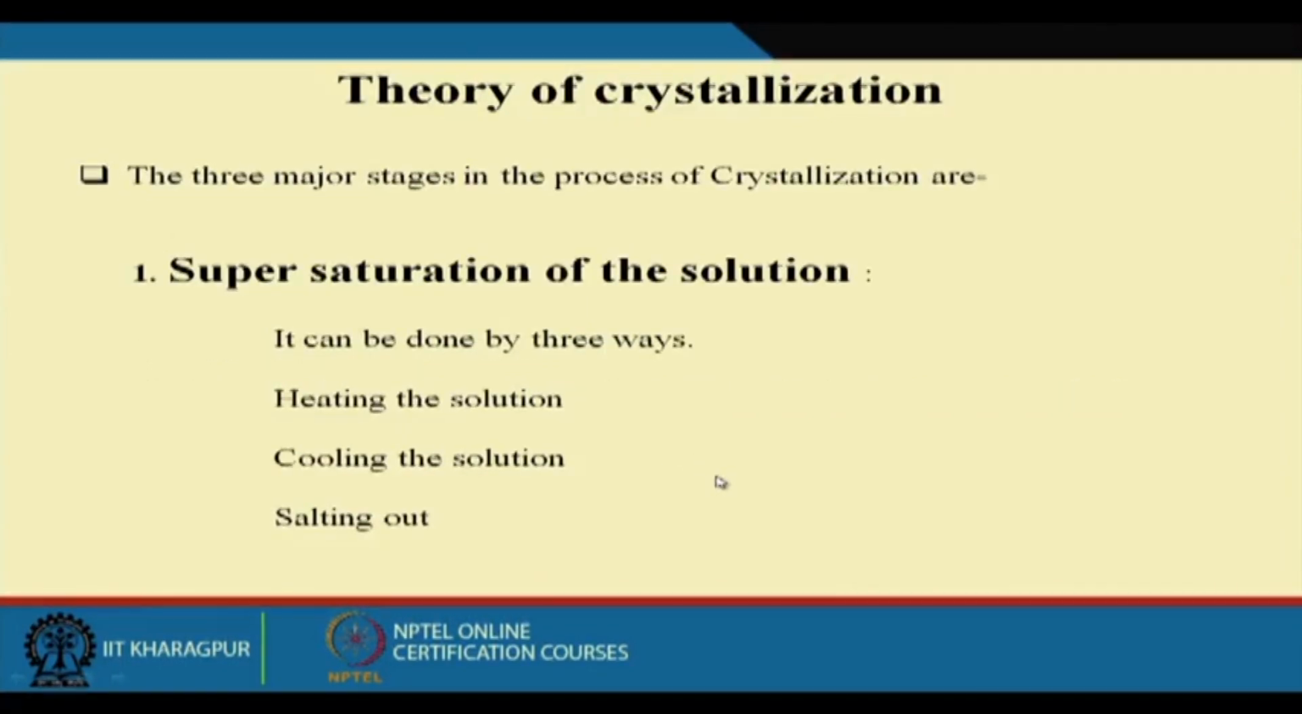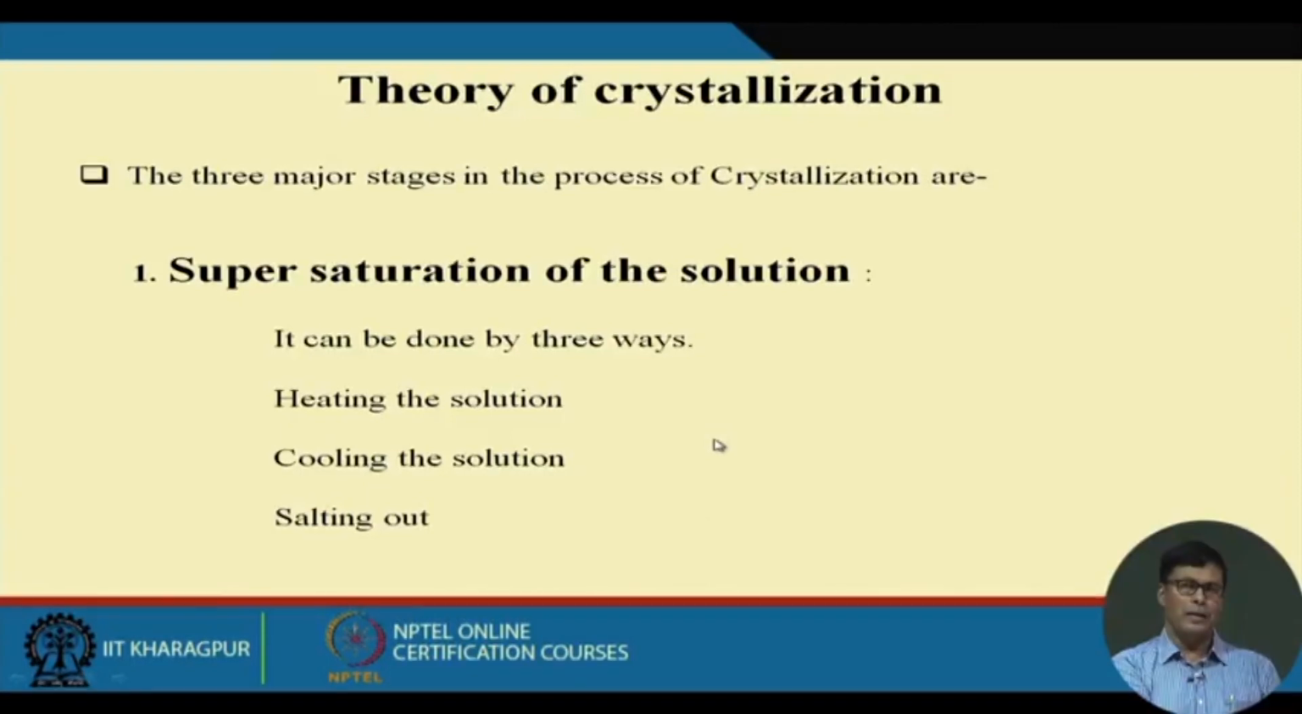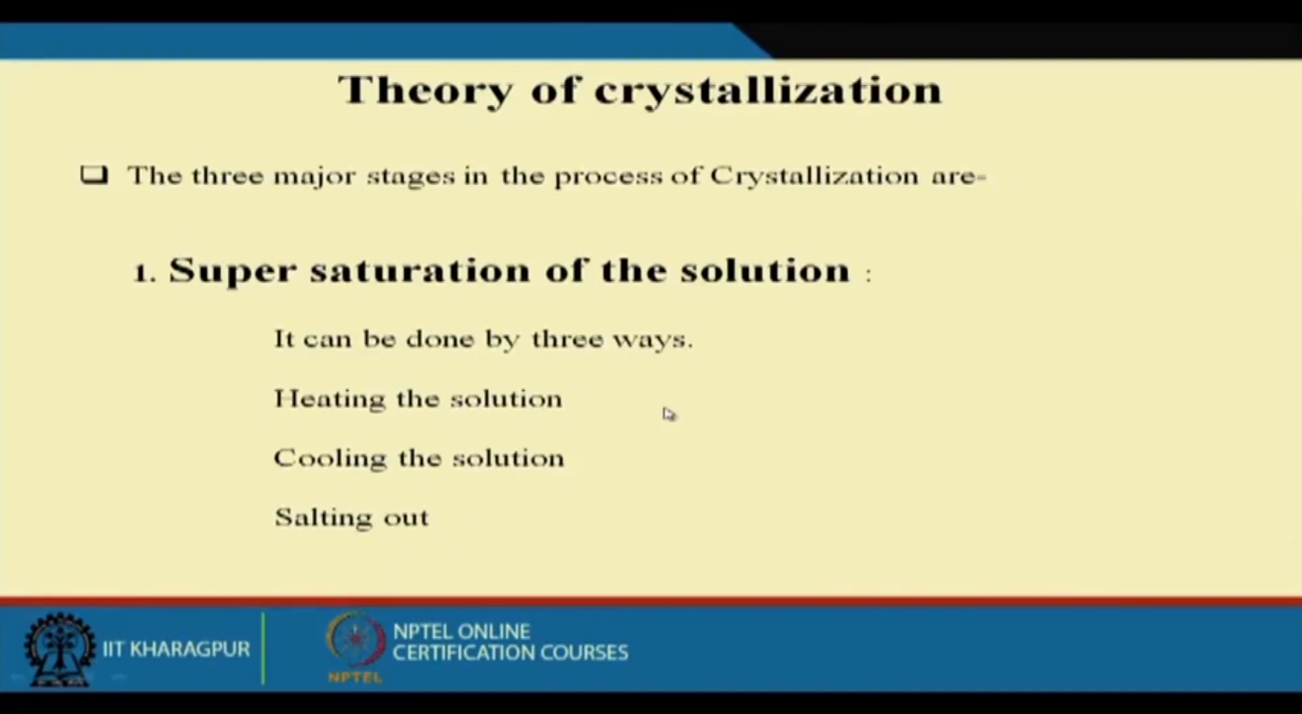Now, the theory of crystallization is very interesting: how the crystal formation takes place. First, we have to make supersaturation, because if it is undersaturated, crystallization will not take place. If it is supersaturated, then and only then will crystallization take place. It can be done in three ways: heating the solution, cooling the solution, and salting out. The first is heating the solution. What is the purpose of heating? Heating just concentrates the liquid, and then we cool it.